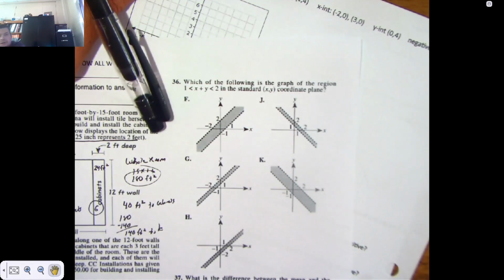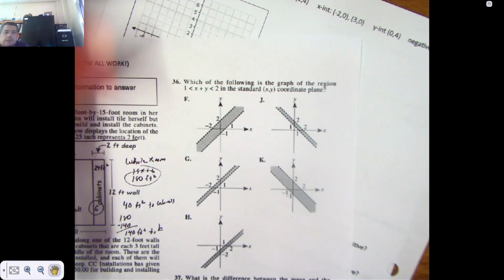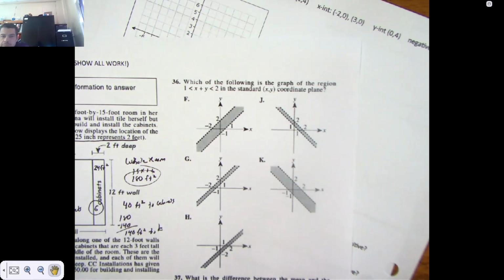All right, which of the following is the graph of the region 1 is less than x plus y is less than 2 in the standard xy coordinate plane? I bet 90% of all students who take the ACT miss this question because it's got that blasted alligator eating the bigger fish. Here's what you do.